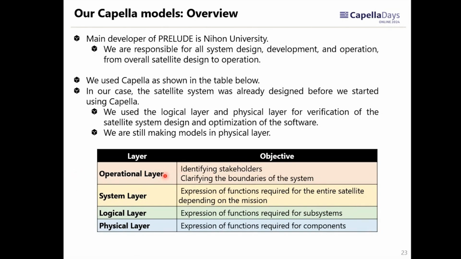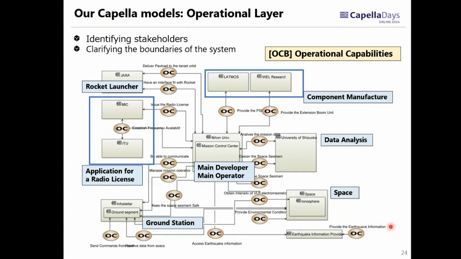Our objective in the operational layer was identifying stakeholders and clarifying the boundaries of the system. In the system layer, it is the expression of functions required for the entire satellite depending on the mission. In the logical layer, it is the expression of functions required for subsystems, and in the physical layer, the expression of functions required for components. So let's see our operational layer diagram. This is the operational capabilities diagram. As you can see, the main developer and main operator, Nihon University, and the mission control center are here. We want to get data from space or the ionosphere, so space is here as an entity. There are also several other entities like the rocket launcher and ground station, but we could find the stakeholders and also the operational capabilities in this diagram.